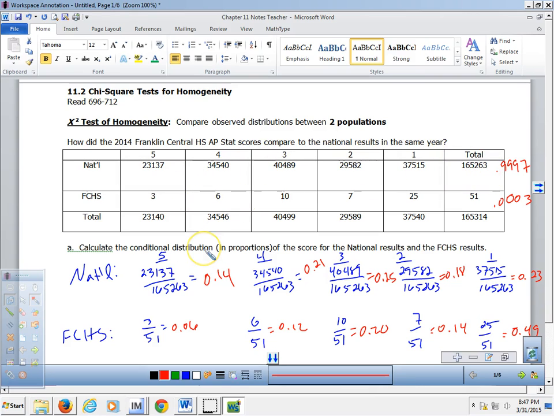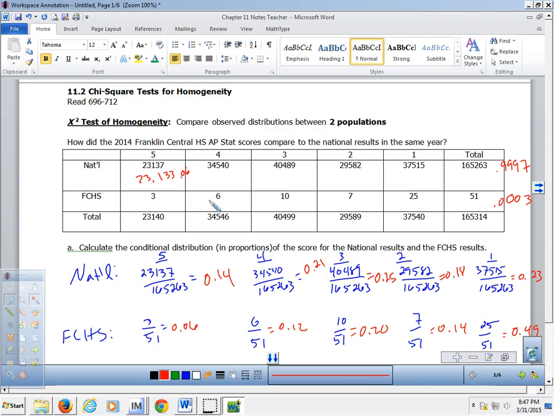So then what we do is we take the 23,140 and times it by 0.9997 and realize that we would expect 23,133.06 to have gotten 5s in the national group. Okay?